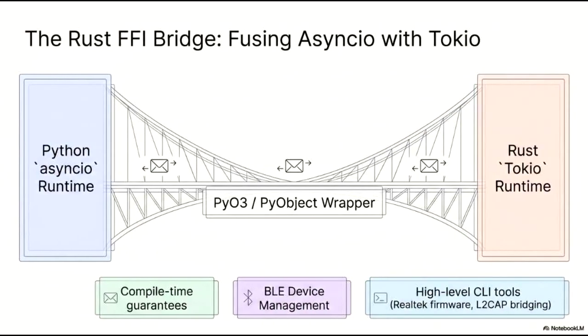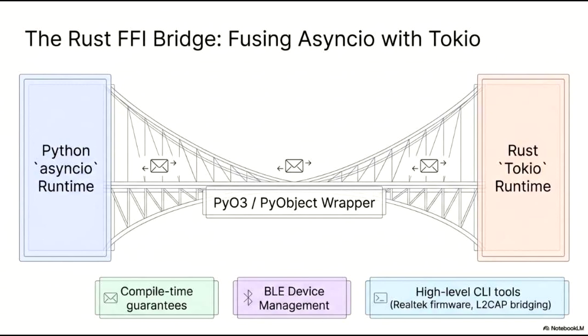This diagram illustrates the architecture of the Rust FFI bridge, a robust solution for integrating Python's asynchronous environment with the high-performance Tokio runtime in Rust. At the center of this integration is a communication layer built on PyO3 and Py object wrappers, which facilitates seamless, bidirectional data exchange between the two asynchronous ecosystems.